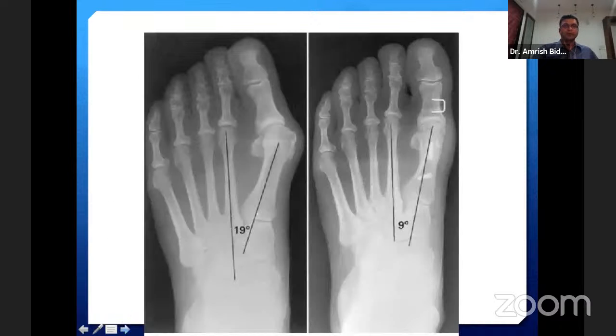And this is how the correction looks afterwards. As you can see, the intermetatarsal angle in this patient is 19, and post scarf it is 9. In this one, they've also done an Akin osteotomy where they fixed the distal phalanx as well with a small screw. I'll mention that later.